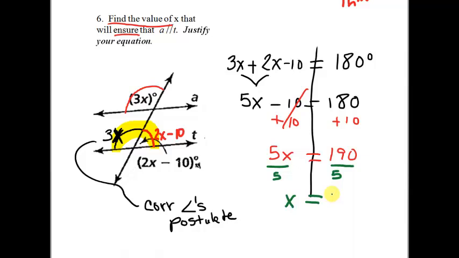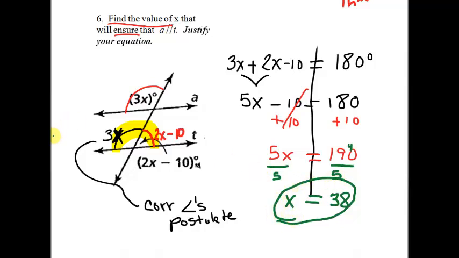5 goes into 19. Help me do this math. Make sure I do this right. Come and tell me if I did it wrong, because I'm not good at this arithmetic. 5 into 19. That goes in 3 times. There's 4 left over. So 5 into 40 is 8, I believe. So I think x is 38.